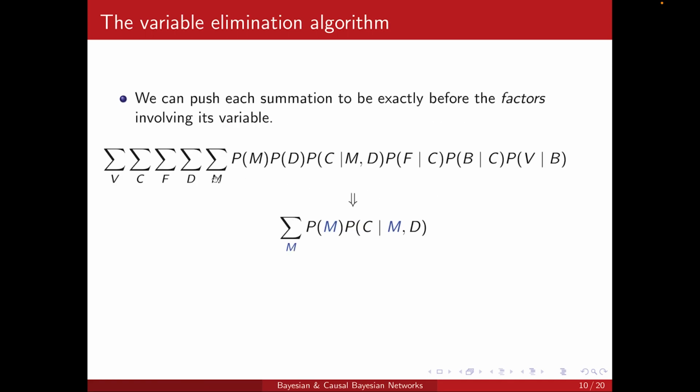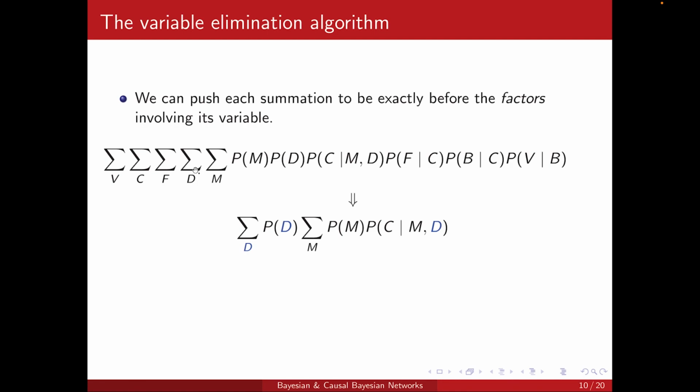So here, for example, we have M first appearing, then D, F, C, V. This is just a random order that we wrote the summation. And we start with M. So I push all the ones that have the variable M inside this summation. Here I see that the first one has it, and the third one has it. The other ones don't have it. So here I have the first summation.